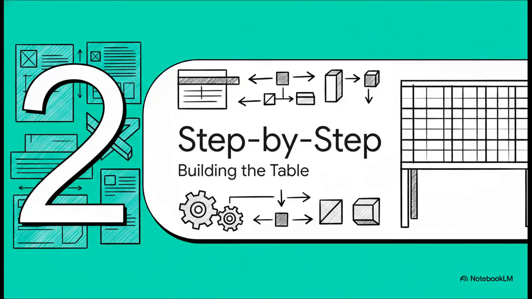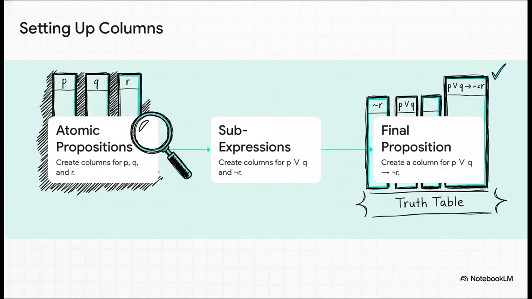All right, we've got our blueprint and we know the rules. It is time for the fun part. Let's start the actual construction and build this truth table for our problem step by step. First, we've got to build the frame, the skeleton of our table. We'll start with a column for each of our basic variables, P, Q, and R. Simple enough. Then we add columns for the smaller pieces inside the statement, in this case, not R and P or Q. And finally, we add the grand finale column for the entire proposition we're trying to solve.